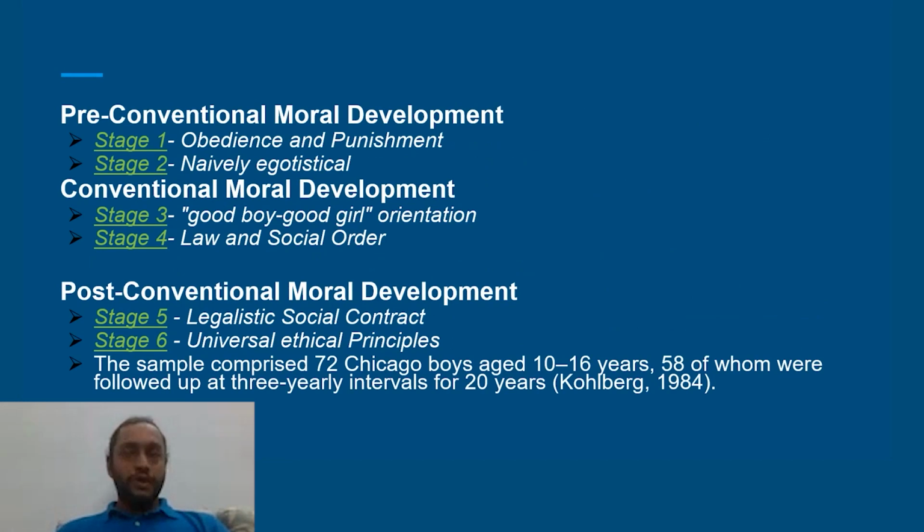Kohlberg's theory of moral development was actually three stages, which were further subdivided into two stages per larger stage, right? So there's pre-conventional moral development, conventional moral development, and post-conventional moral development. Each of them has two stages, so totally six stages. He took a sample of 72 boys from Chicago, 58 of whom were followed up at 3 yearly intervals for 20 years. So it's a longitudinal study, and he analyzed the change in moral development and moral understanding and created these six stages.